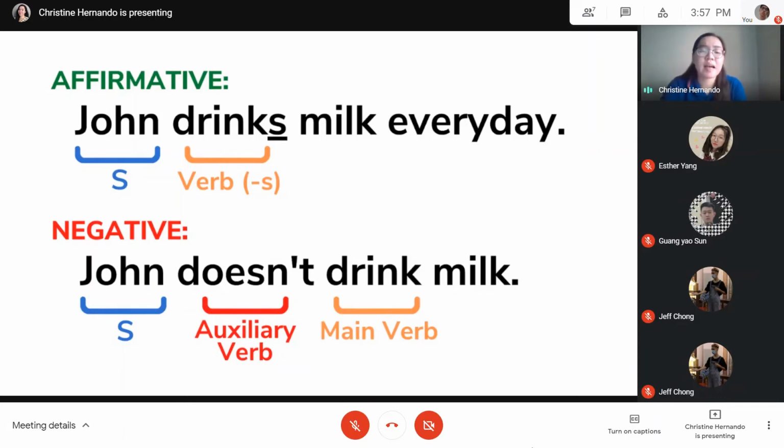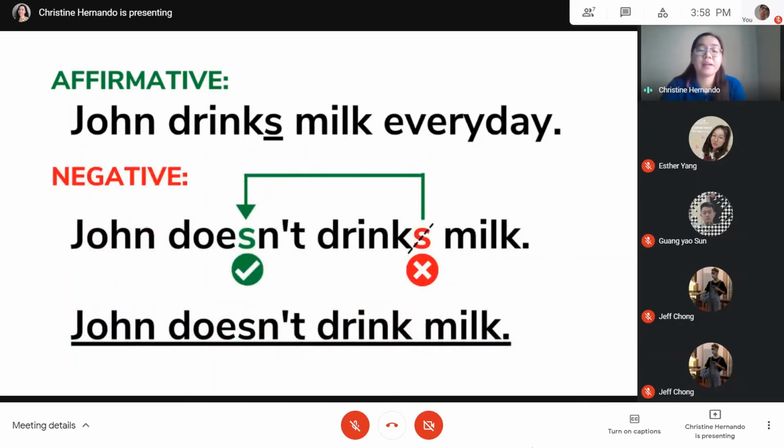So you notice that in affirmative sentences, we usually put an S when the subject that the verb pertains to is singular. However, in negative sentences, we do not observe the application of the same rule, because in the given sentence here, we did not put an S, just like what is shown in the illustration. Did you observe it as well, guys? Yes, ma'am.